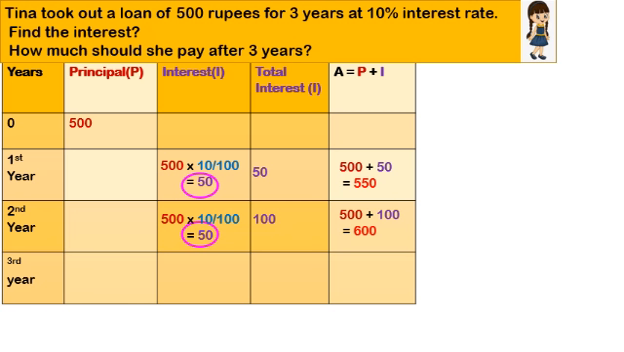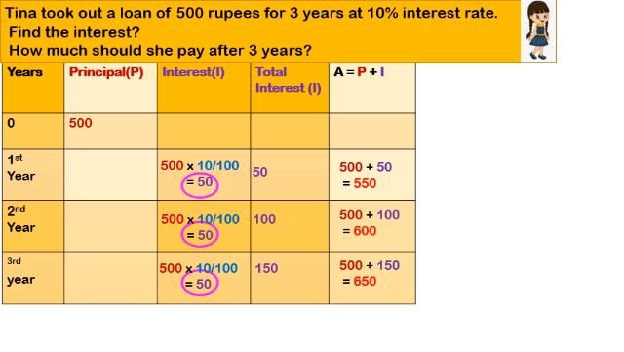See the interest of third year. That is also based on the original principal. We will get the same 50 rupees. So the total interest after third year is 50 plus 50 plus 50. That is 150. So the total amount at the end of third year is principal plus total interest. That is 500 plus 150, which is equal to 650 rupees.